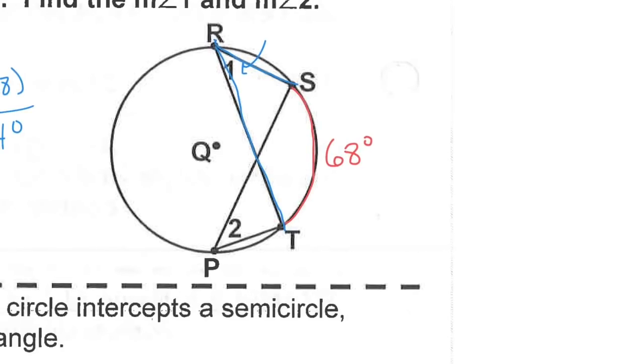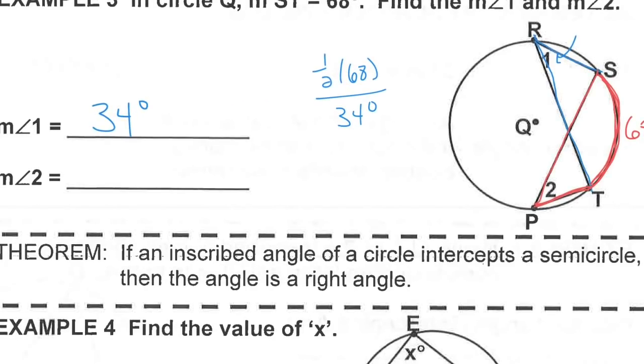Now, also, if I look over here, SP is a chord, and so is PT, and their intercepted arc is the exact same thing. So I know that's also got to be 34 degrees. So be careful, and using markers and pencils and marking these makes it a little bit easier.